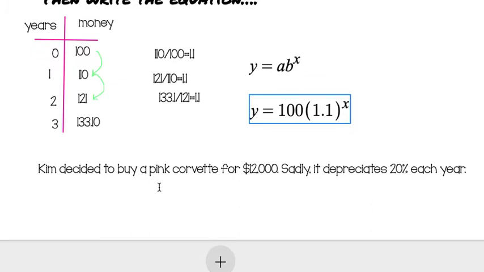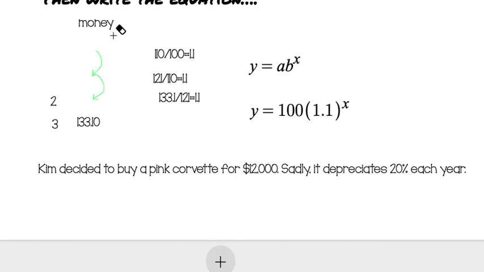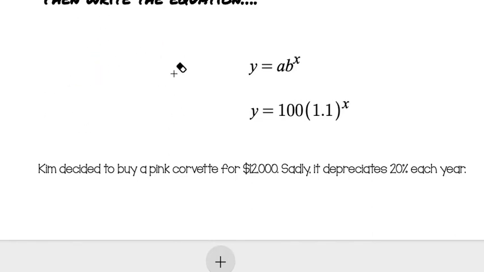So next problem that I have right here is I have written down, I'm just going to go ahead and erase this. Okay. All right, so I have written down here, Kim decided to buy a pink Corvette for $12,000. Sadly, it depreciated 20% each year. So it looks like, again, in this problem, I am given that Kim's starting value is $12,000. That's when she bought it. So I know my A.